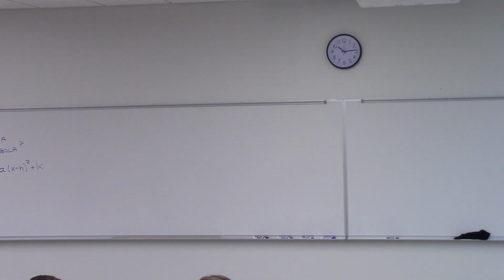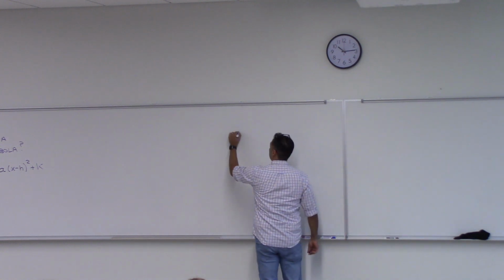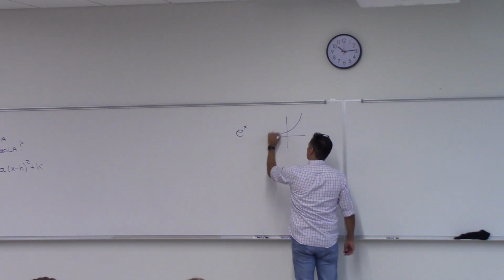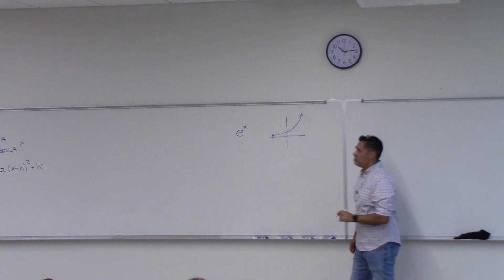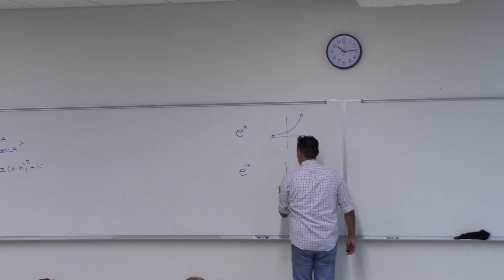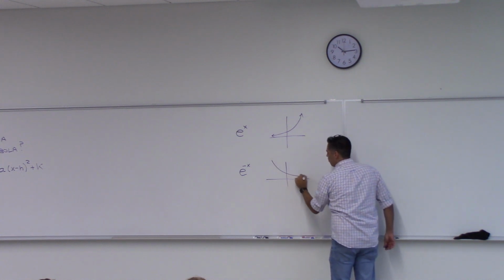There are six hyperbolic trig functions, which are just special combinations of exponential functions. So before I scroll down, I'm just going to remind you from college algebra, e to the x looks like that, right? It's an exponential function. And then the other one we want to be familiar with is e to the negative x, which is that function reflected over the y-axis.